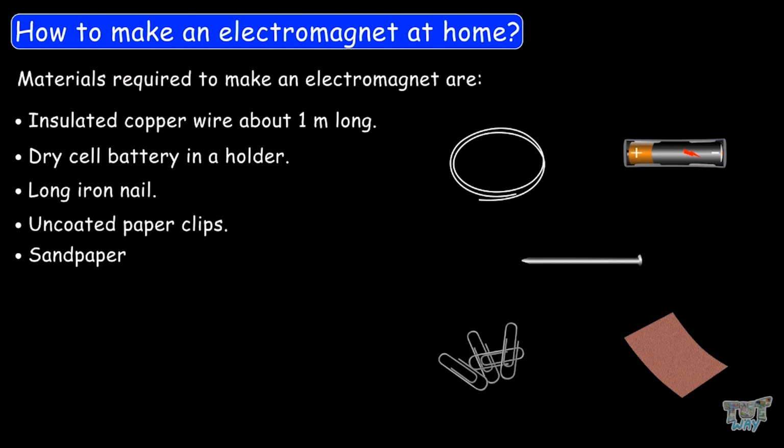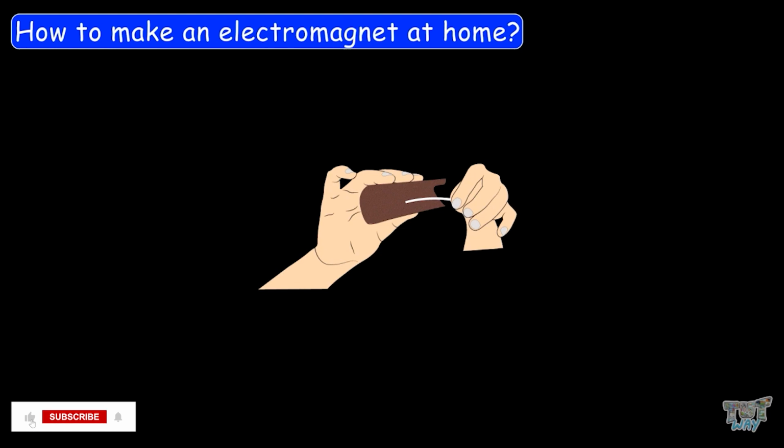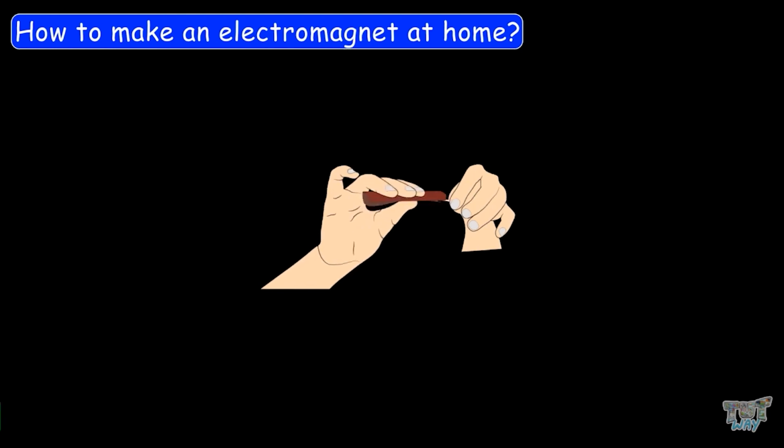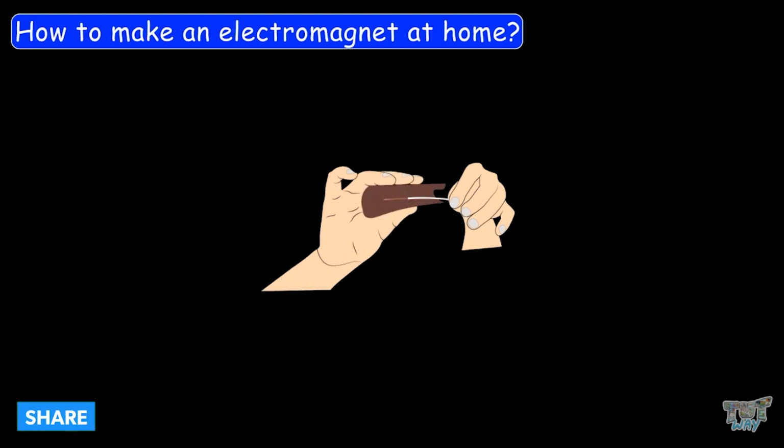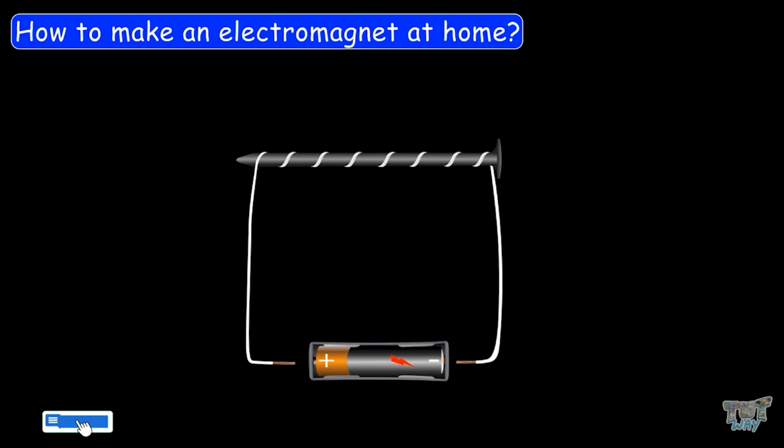Let's make an electromagnet by making use of these materials. First of all, remove the insulation from the ends of the copper wire with the help of sandpaper. Then wrap the wire tightly around an iron nail in a spiral manner. Make sure that there is enough copper wire at the end of each to connect the battery.